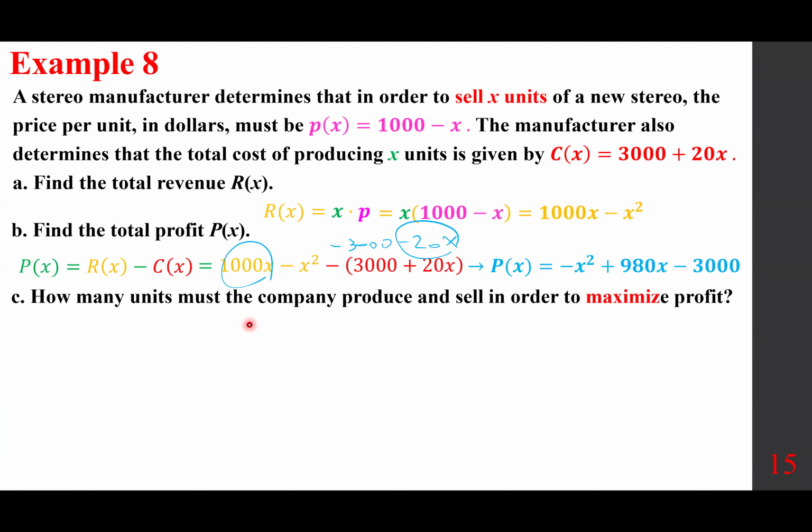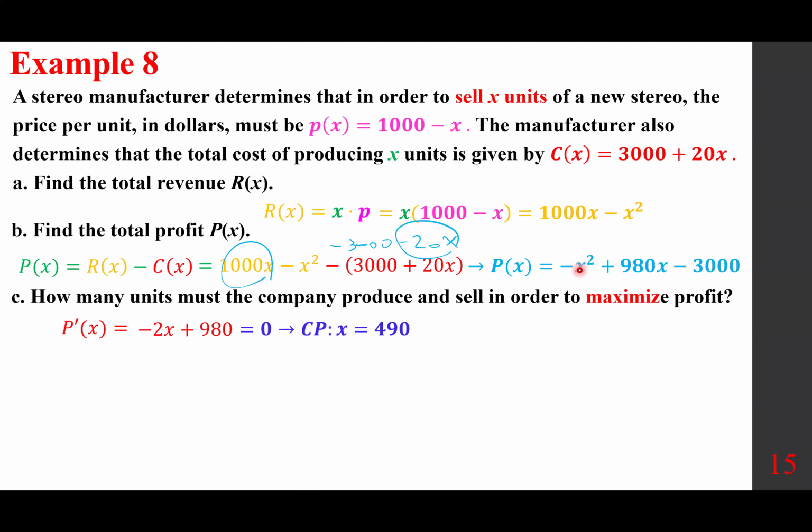How many units must the company produce and sell in order to maximize profit? Well, you're maximizing the P of x. So you are going to differentiate it into minus 2x plus 980. So P prime of x is minus 2x plus 980. To find the critical point, we set this equal to 0. x becomes 490.